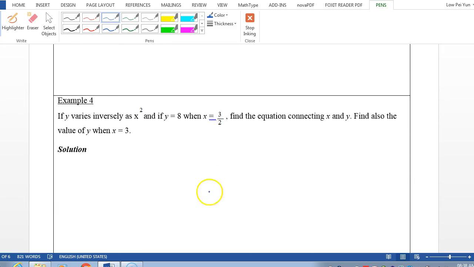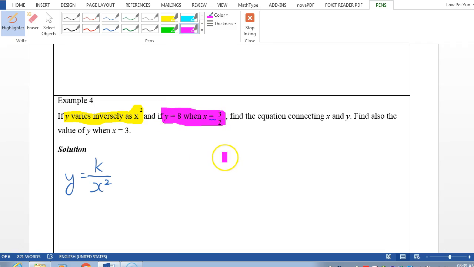Example 4 has this statement. It says y varies again inversely as, this time, x squared. So how do I translate this to a mathematical statement? This will be y is equal to, yes, you guessed it right, k over x squared. K over x squared. So what is the purpose of this information? Yes, it's to find the value of k.